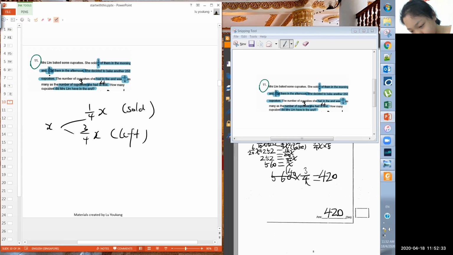It says 3/5 of them in the afternoon. She sold 1/4 of them in the morning and 3/5 of them in the afternoon. So that means 1/4 of X is sold in the morning, and before you write down what is left, you can do one more. It says 3/5 of them is sold in the afternoon. So right now what is left is X minus 1/4 X minus 3/5 X. Can you help me out? Use your calculator. So what is left?